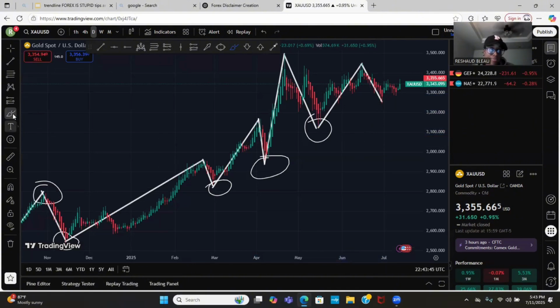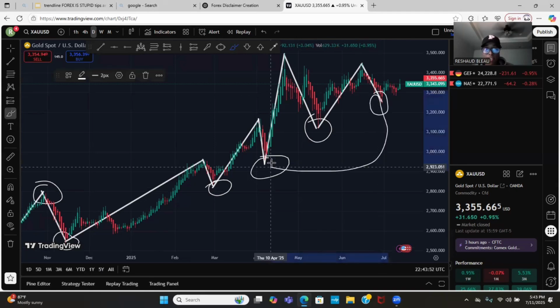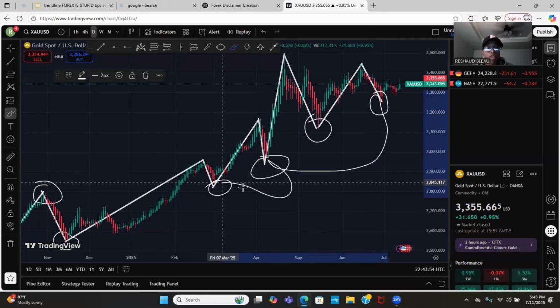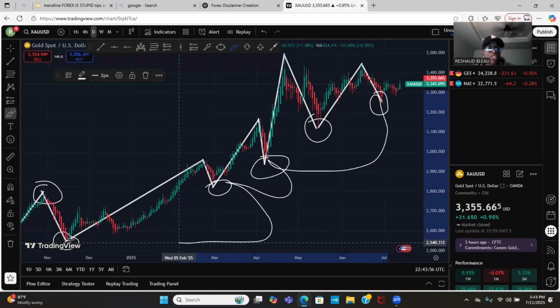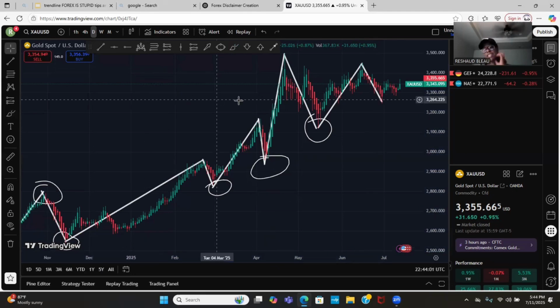And then this low here did not take out that low, or the original foundational low. So in this case, we are buying and we're looking for buying opportunities just based solely off of this.